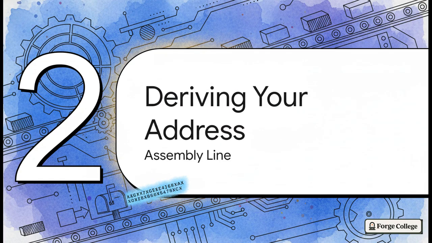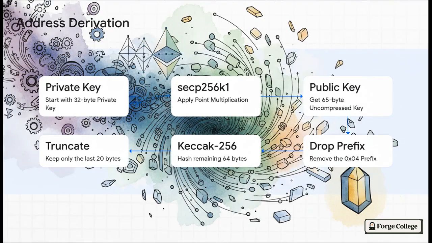Moving on to Section 2, deriving your address. We like to call this the cryptographic assembly line. So how do we actually get that mailbox number? It's a deterministic one-way transformation. Let's look under the hood. Step 1, we start with the 32-byte private key. In Step 2, we apply something called Sec 2.56K1 elliptic curve point multiplication.